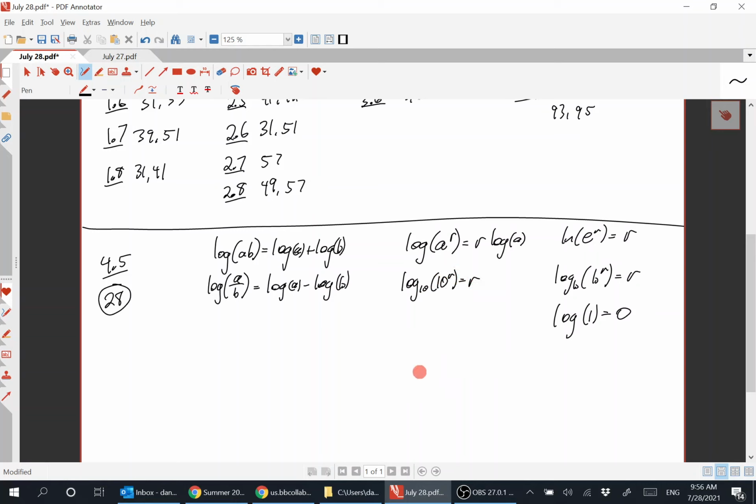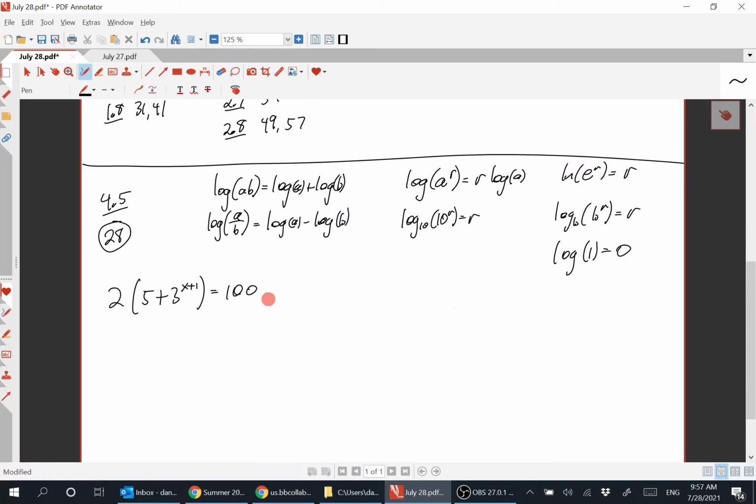Okay. All right, so number 28, 2 times 5 plus 3 to the x plus 1 equals 100. So solve for x. You have to solve for the exponential first. So solve for 3 to the x plus 1 first. So divide by 2, 5 plus 3 to the x plus 1 is 50. 3 to the x plus 1 is 47.